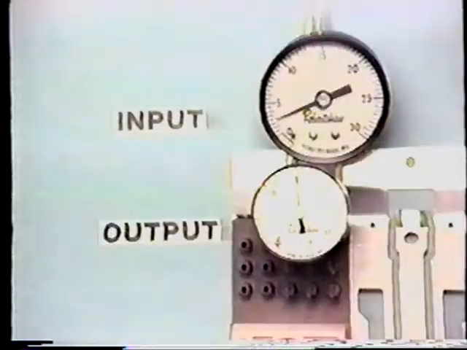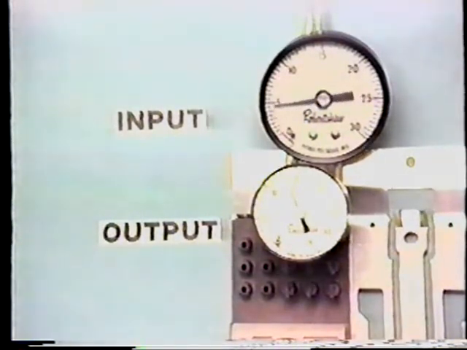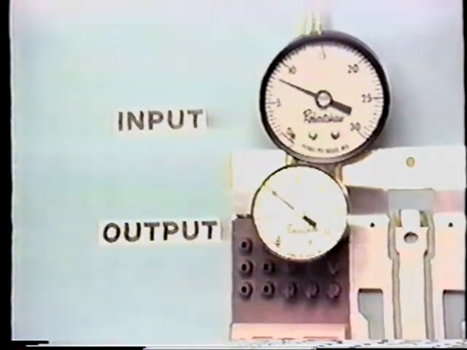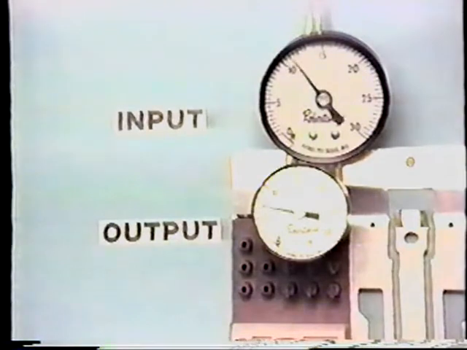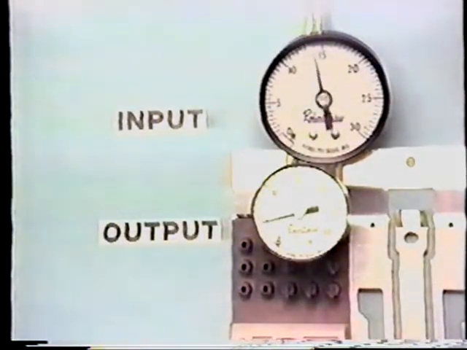The next device is the pneumatic reversing relay. It is used in applications where a proportional pneumatic signal needs to be reversed. The output signal is inversely proportional to the input signal. In this demonstration, note that as the pressure on the input port increases, the output pressure decreases in direct proportion. This is the reversing effect on the signal.